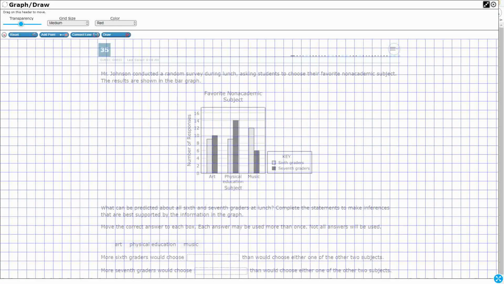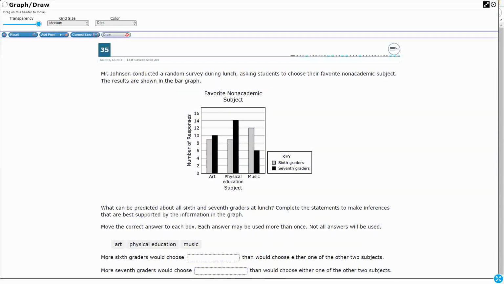So let's see what we have here. We have a graph here, and this graph is talking about Mr. Johnson creating a random survey during lunch, asking students to choose their favorite non-academic, right? So not your math, reading, science, social studies. And the results are shown in the bar graph. So we've got 6th graders in this light gray, we've got 7th graders in this black, and they chose between art, PE, and music.